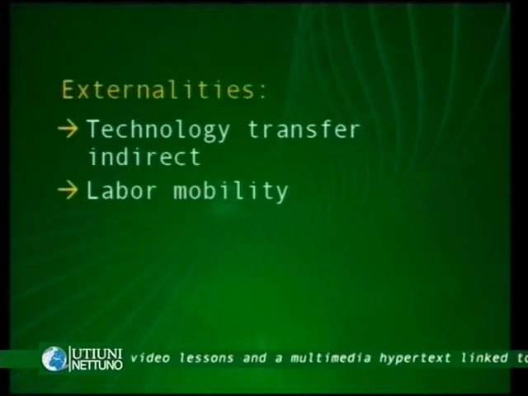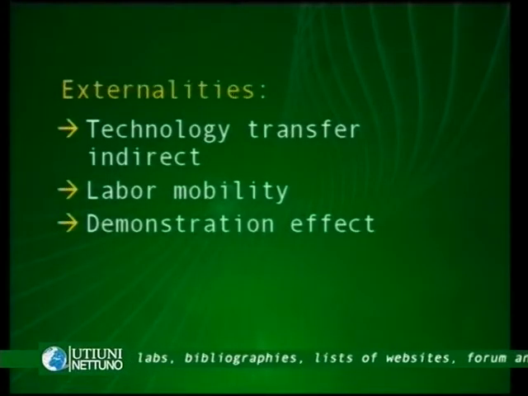Labor mobility. Workers that are trained in the operations of a foreign company may move to other firms, may set up their own businesses, and this type of labor mobility increases the skill levels overall. Demonstration effect. If a foreign company, foreign investor is producing something using a new process or technology, or produces a new product, other companies in the economy, domestic companies, are able to learn. It's a demonstration effect. They learn new ideas, new ways of doing things.